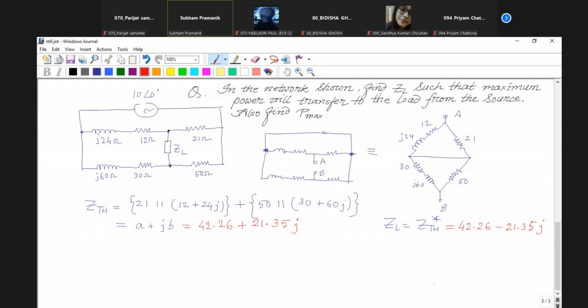And then to find the maximum value of power, that is Pmax, you require the Thevenin voltage also, VTH, that means open circuit voltage. For that, what will you do?